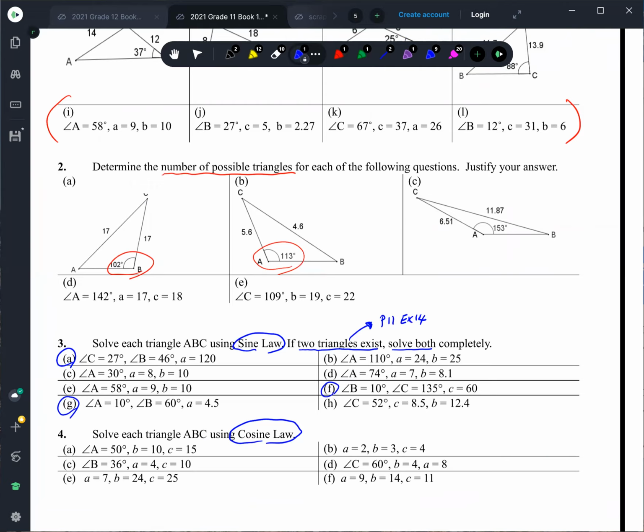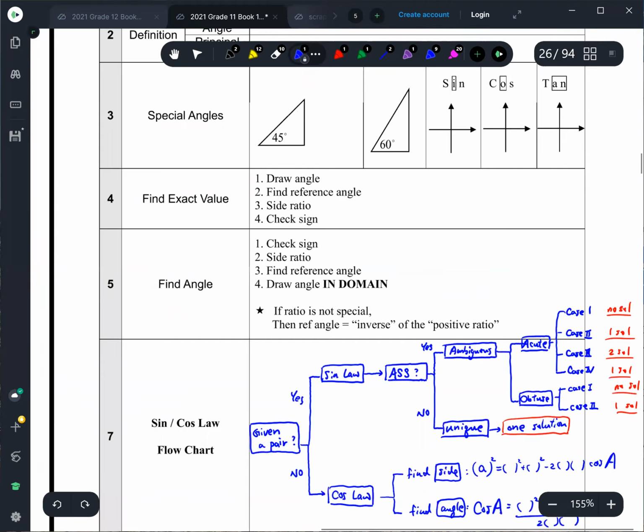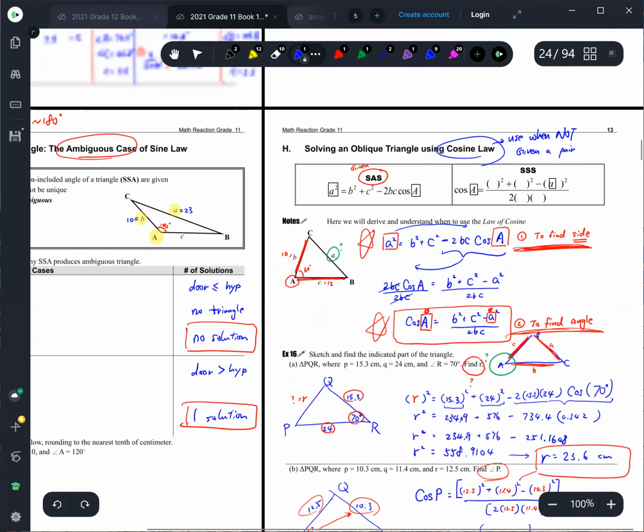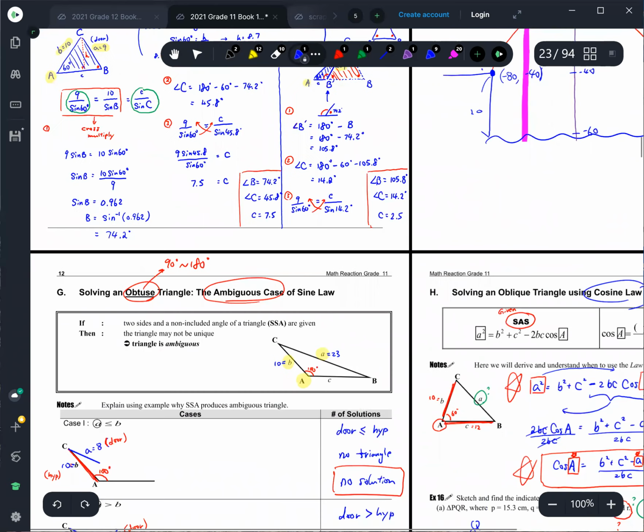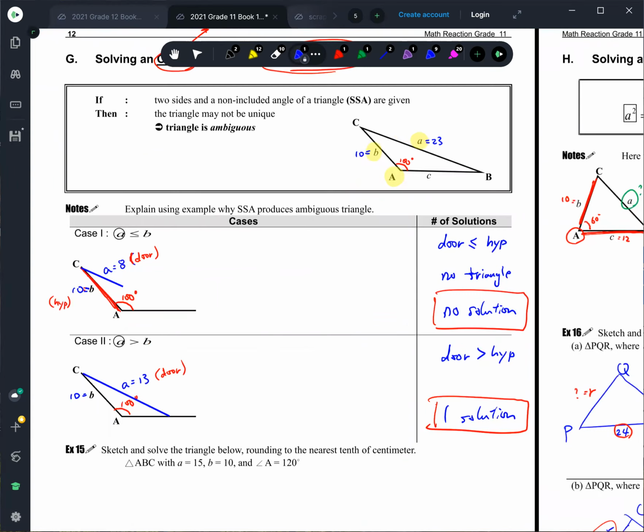Oh, number 2, because the angle they give you is obtuse, right? So you will need to check page 12. You see page 12, you have two cases. Using the two cases, you think about the door. If it's shorter than or equal to the hypotenuse, then you get no solution. If it's longer, then you write one solution. Okay, thank you. You're welcome.